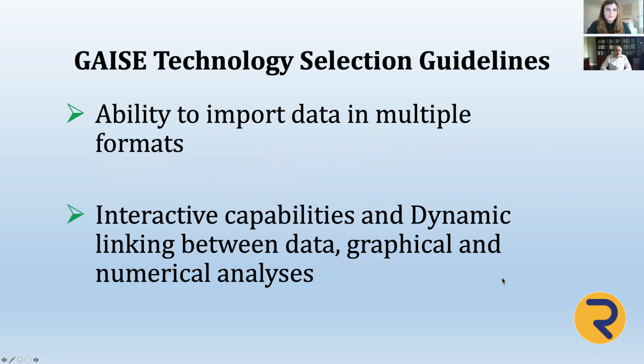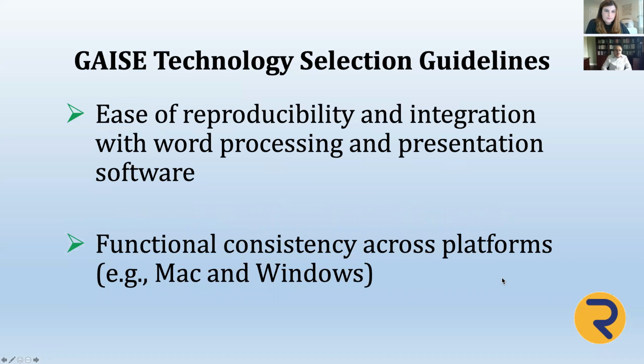We were fortunate enough at that time to also have GAISE's technology selection guidelines, and these were a few things that we made sure to pay attention to. Ability to import data in multiple formats, interactive capabilities and dynamic linking between data, graphical, and numerical analyses, ease of reproducibility and integration with word processing and presentation software. We are really great in reproducibility, as I will show you. And of course, we also have tools for integrating with Word and other word processing software.